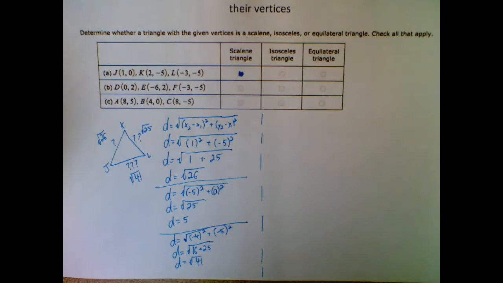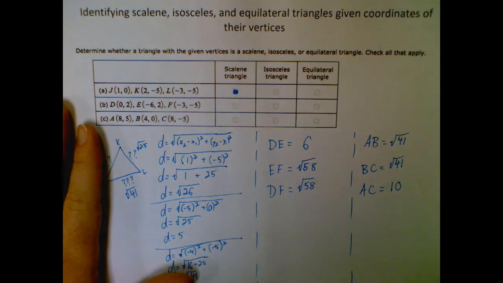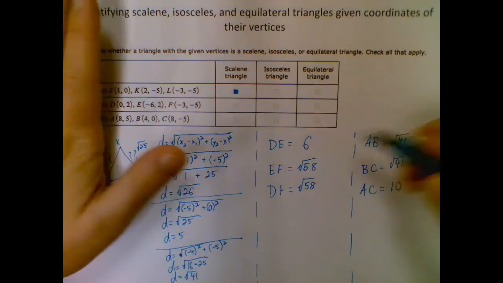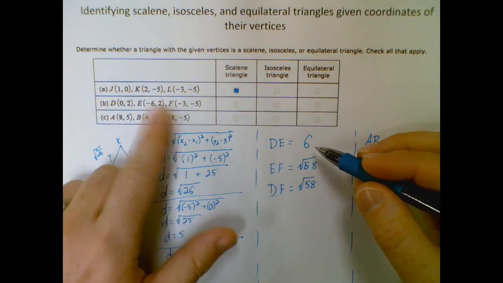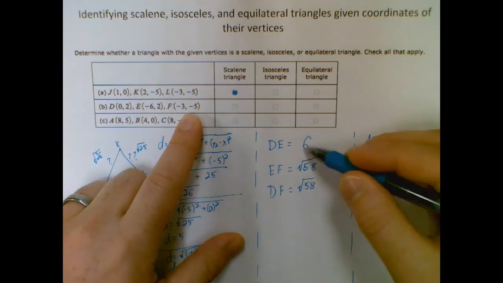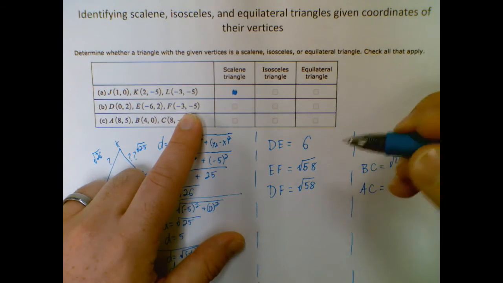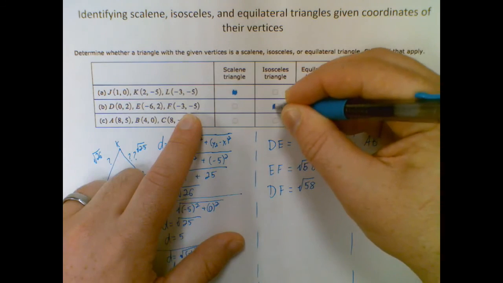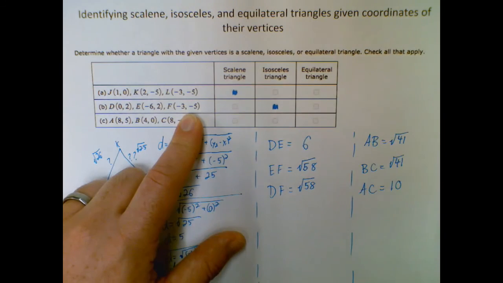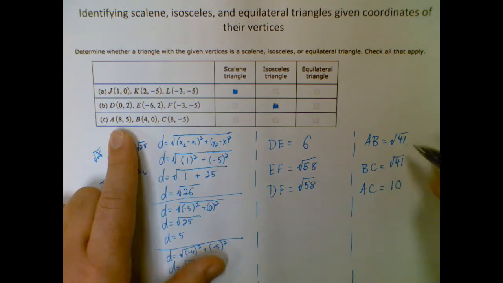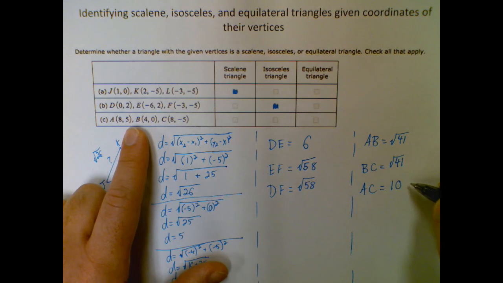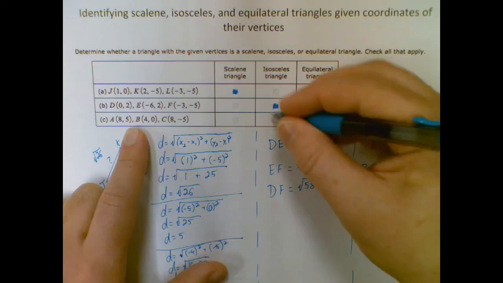Okay, so I'm going to pause here for a second, work out my other distance formulas, and then come back and we'll interpret them. Okay, so just work through those. Here we have DE, EF, and DF. Here I have one side that's 6 and 2 that are radical 58. So we have an isosceles triangle because we have 2 that are the same and 1 that's different. And over here we had 2 radical 41s and a 10. So once again, this is isosceles because we have 2 that match and 1 that's different.